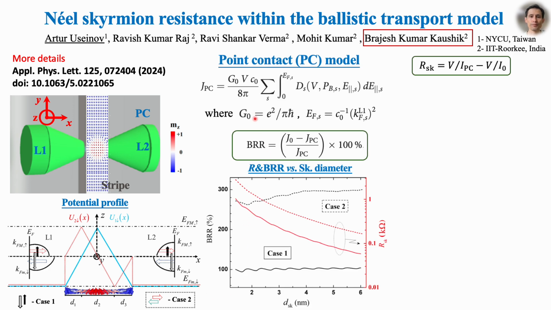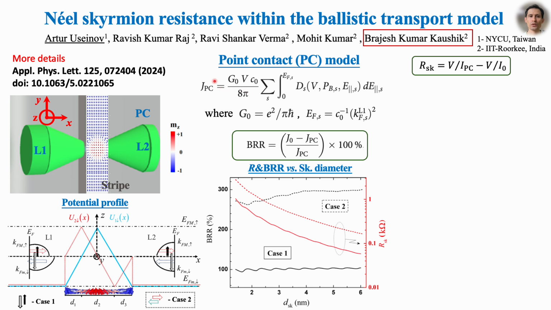The point contact model is applied within only the ballistic approach. It means that the diameter of the Skyrmion, dsk, has to be less than or comparable with the mean free path of electrons. So the current density is proportional to the summation by spin from the integrals by the parallel component of the kinetic energy of the electrons. Parallel means along the interface of the point contact. And the transmission coefficient includes the voltage, parameters of the barrier, and energy.